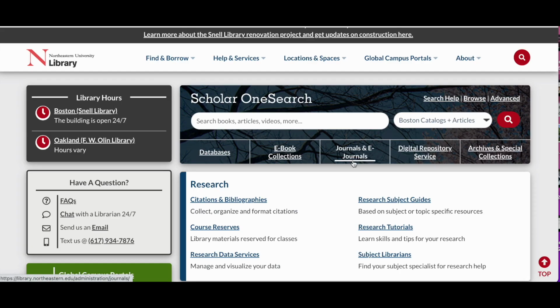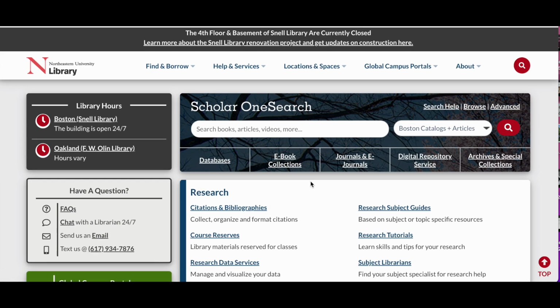So the other thing that we're going to take a look at here is the Snell Library Research Databases. I think we tend to gravitate towards Google Scholar because we are comfortable with Google and we grow up using Google and we're familiar with it.